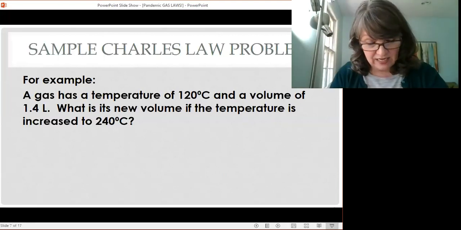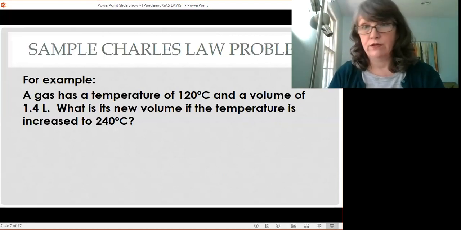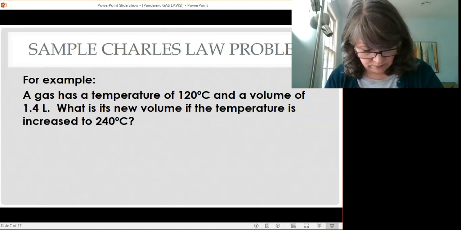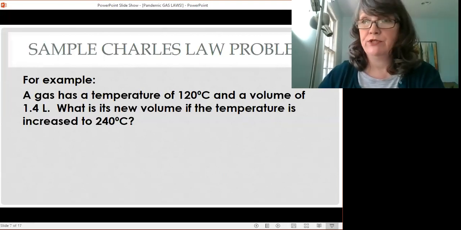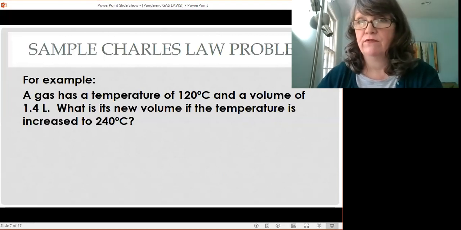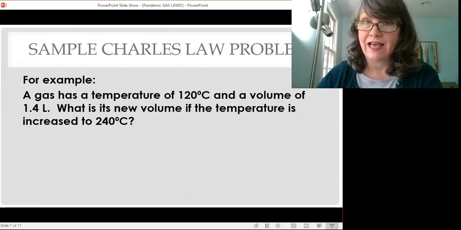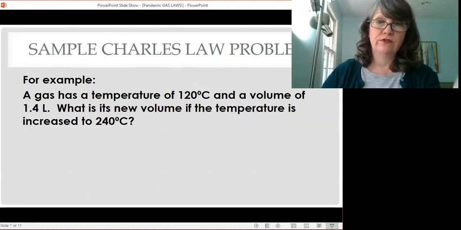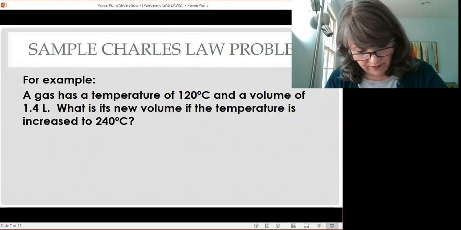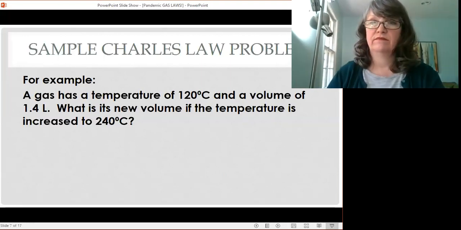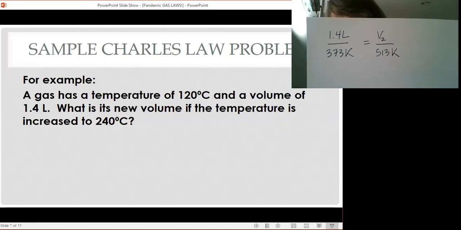And I'm going to set that equal to my new volume, which I don't know, divided by my new temperature. Well, what would my new temperature be? I'd have to take 240 degrees Celsius and add that to 273 to get to Kelvin. So 273 plus 240 will be 513 Kelvin, like so.